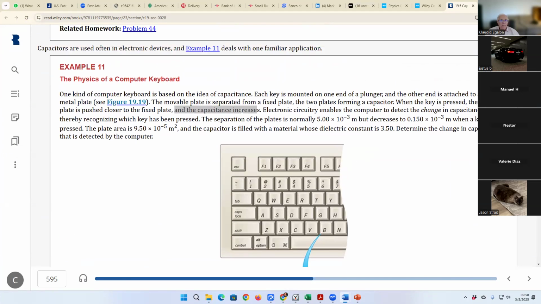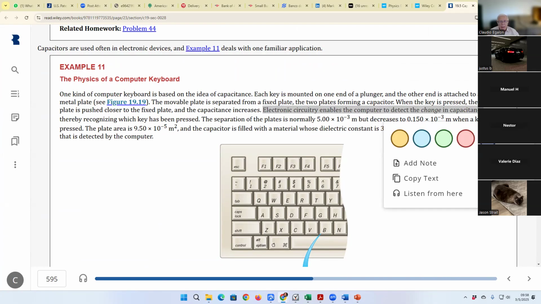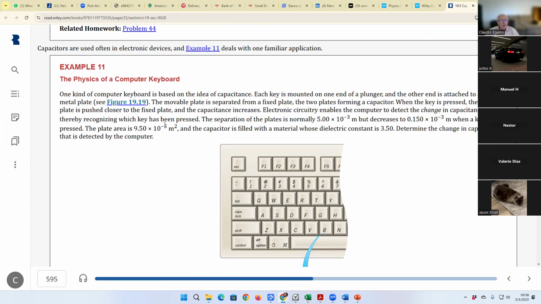Electronic circuitry enables the computer to detect the change in capacitance. So you have electronic circuitry that's monitoring the capacitance of every key in your keyboard, thereby recognizing which key has been pressed. The separation of the plates is normally 5 millimeters, 5 times 10 to the minus 3 meters, but decreases by 0.15 millimeters when a key is pressed. The plate area is 9.5 times 10 to the minus 5 square meters, and the capacitor is filled with a material whose dielectric constant is 3.5. Determine the change in capacitance that is detected by the computer.